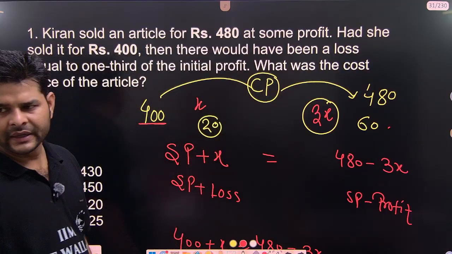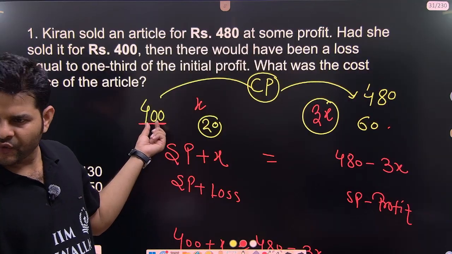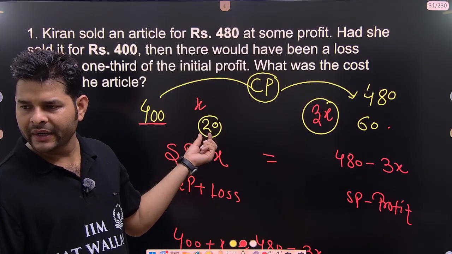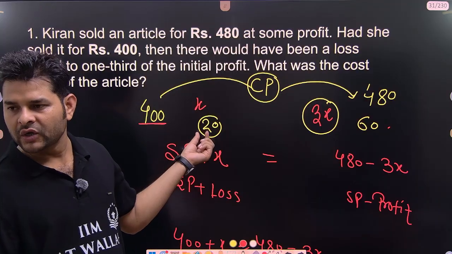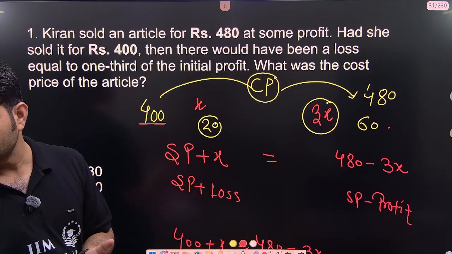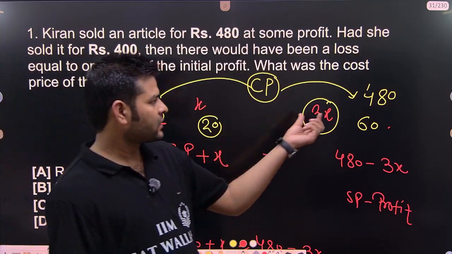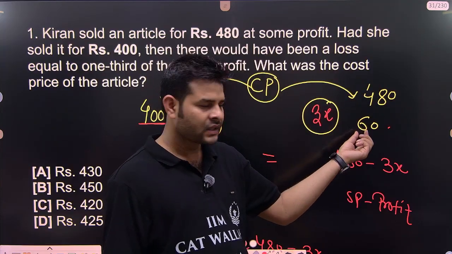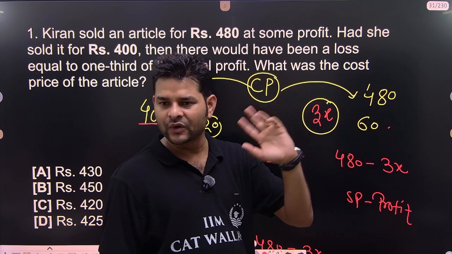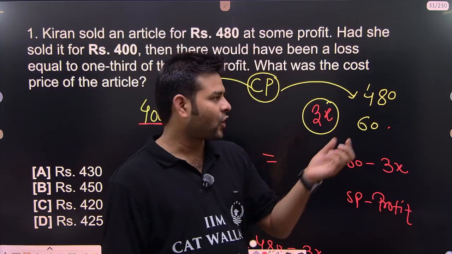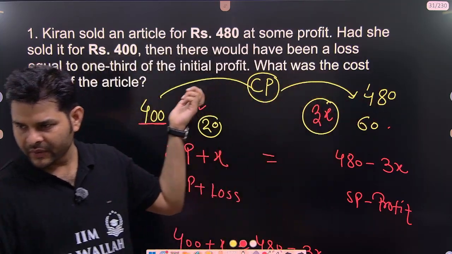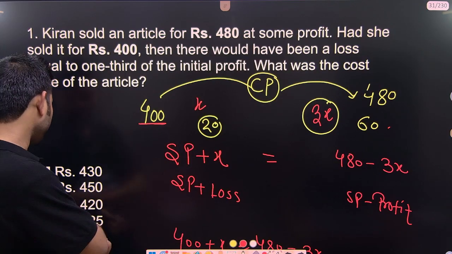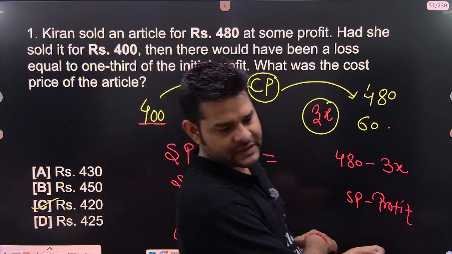So when Kiran sold for rupees 400, he bore 20 as a loss. So what would be the CP? 420. And if Kiran sold his item at rupees 480, he earned 60 as a profit. So what would be the real cost? 420. From here you can calculate, and from here also. So the answer would be 420. This is basically the detailed method.